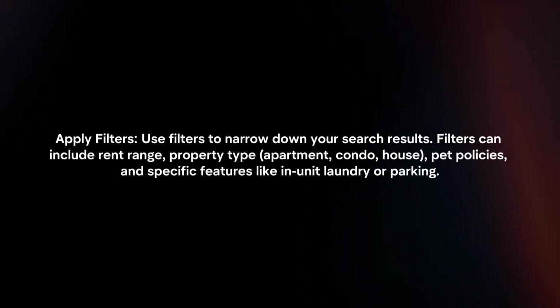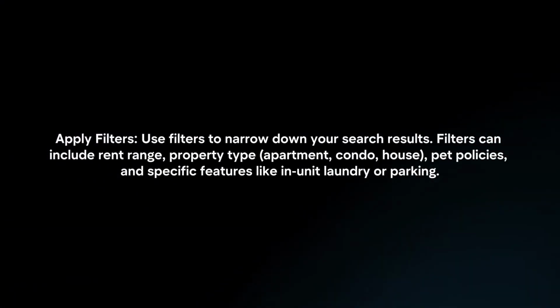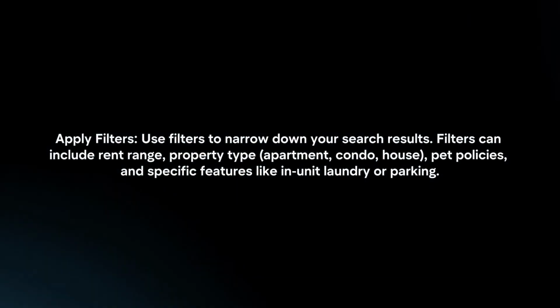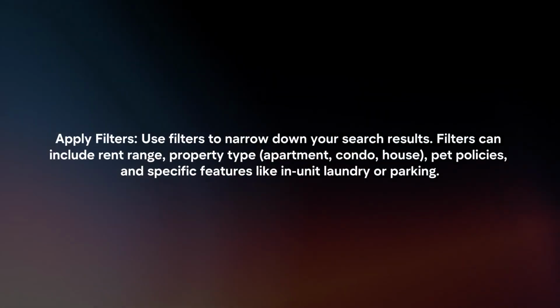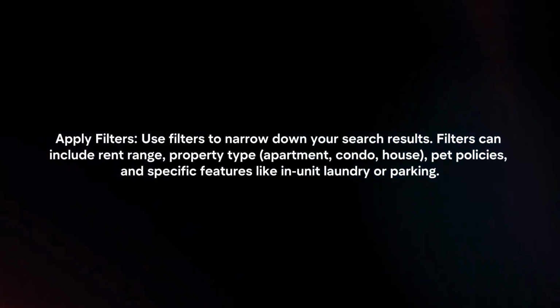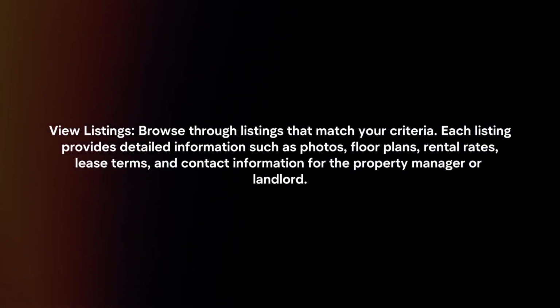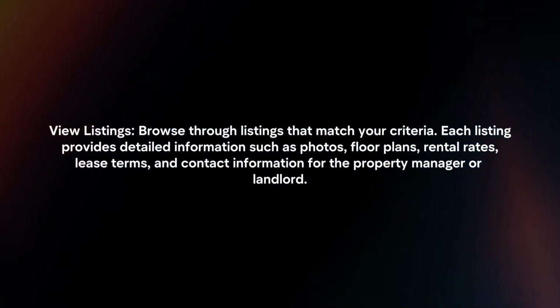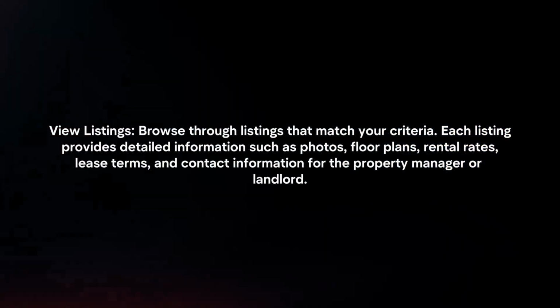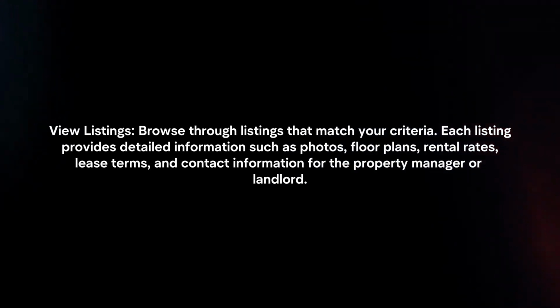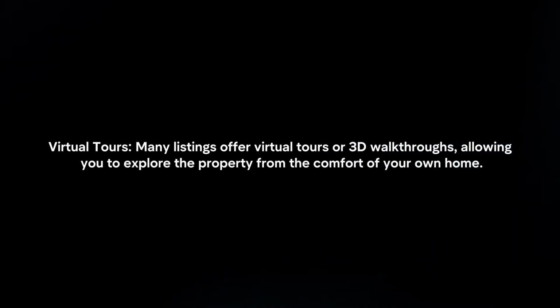Apply filters. Use filters to narrow down your search results. Filters can include rent range, property type, pet policies, and specific features like in-unit laundry or parking. View listings. Browse through listings that match your criteria. Each listing provides detailed information such as photos, floor plans, rental rates, lease terms, and contact information for the property manager or landlord.